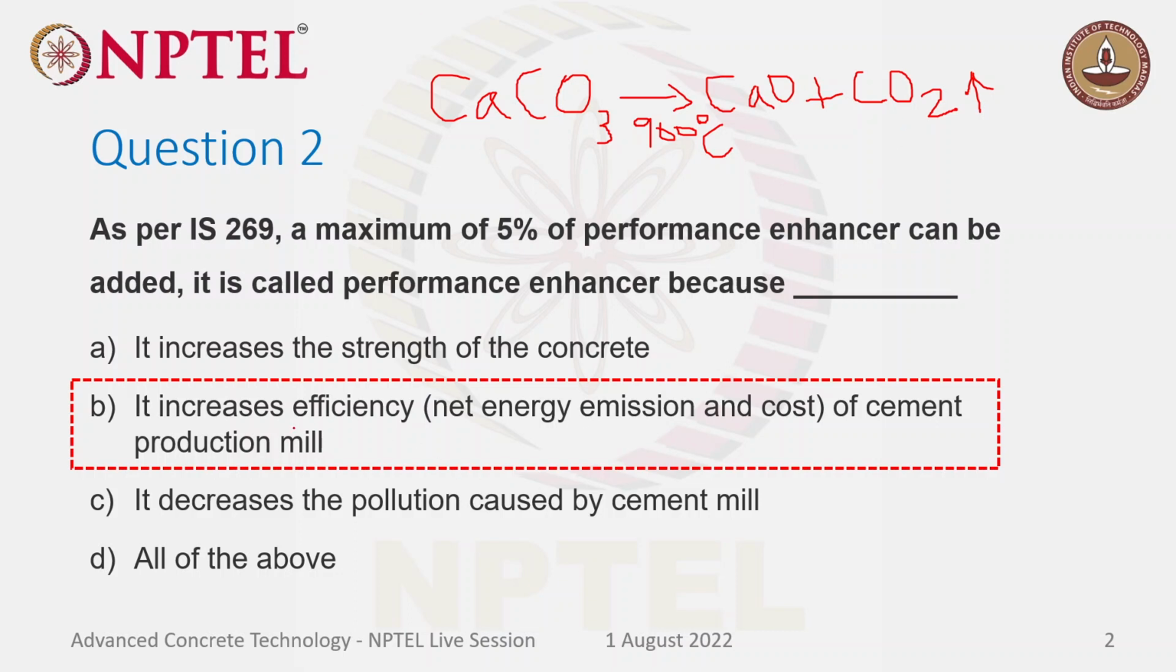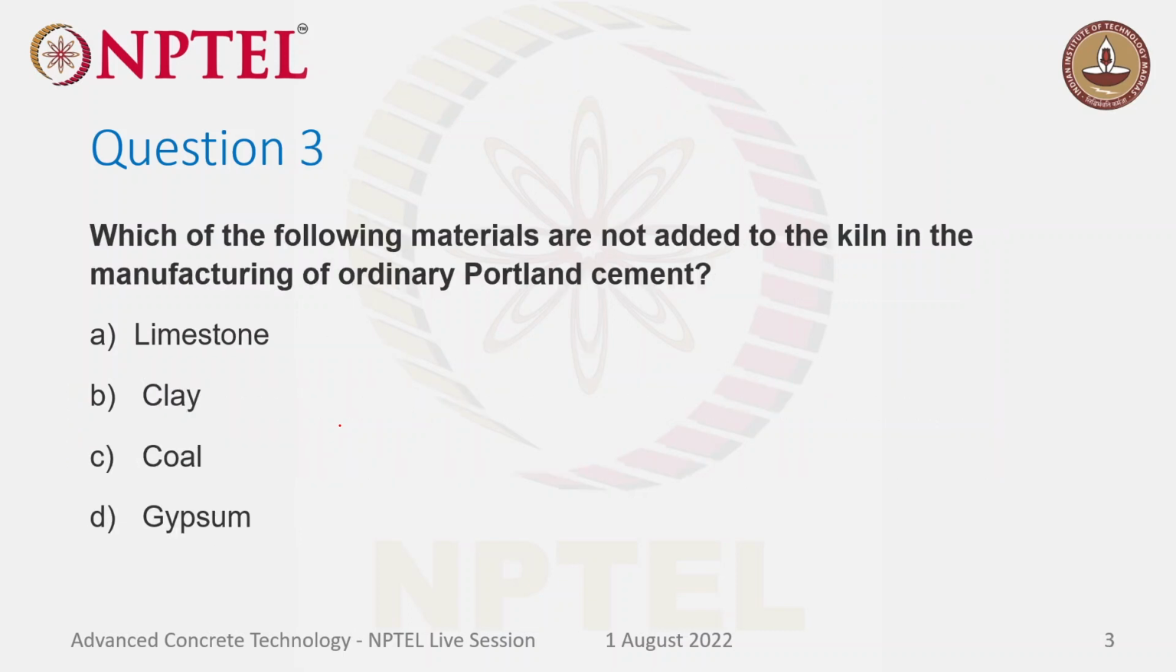So the correct answer is option B. It's not option D. It's not for increasing the strength of the concrete, and it does not decrease the pollution caused by the cement mill. Mainly, the purpose is to increase the efficiency of the cement production. That is the right answer. I hope you guys got it right. Let's move to the next question.